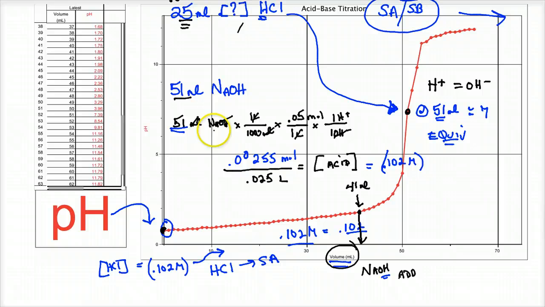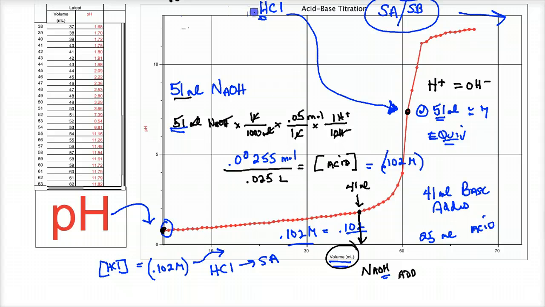So at 41 milliliters of base added, the question is, what's the pH? Well, I have 41 milliliters of base added to, well, how much acid? Well, there's 25 milliliters of acid. So what I'm going to have to do here is figure out how many moles. So let's do this in red here.